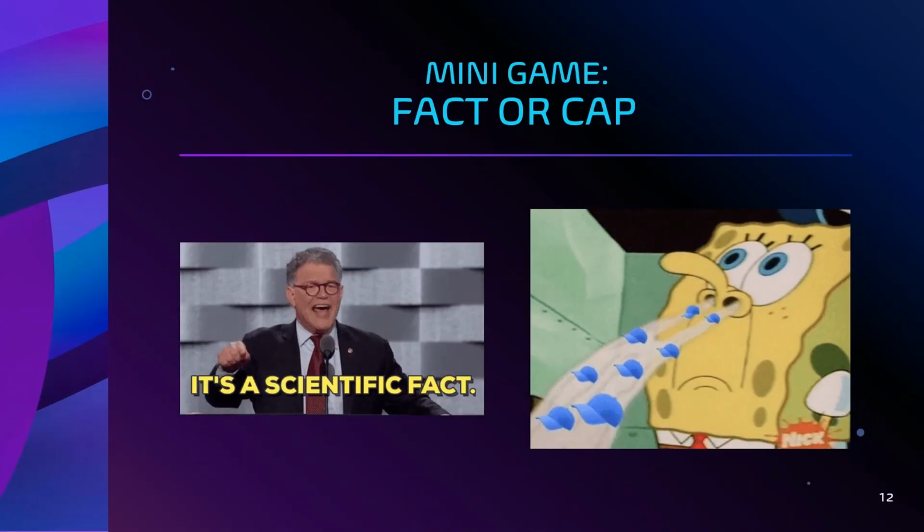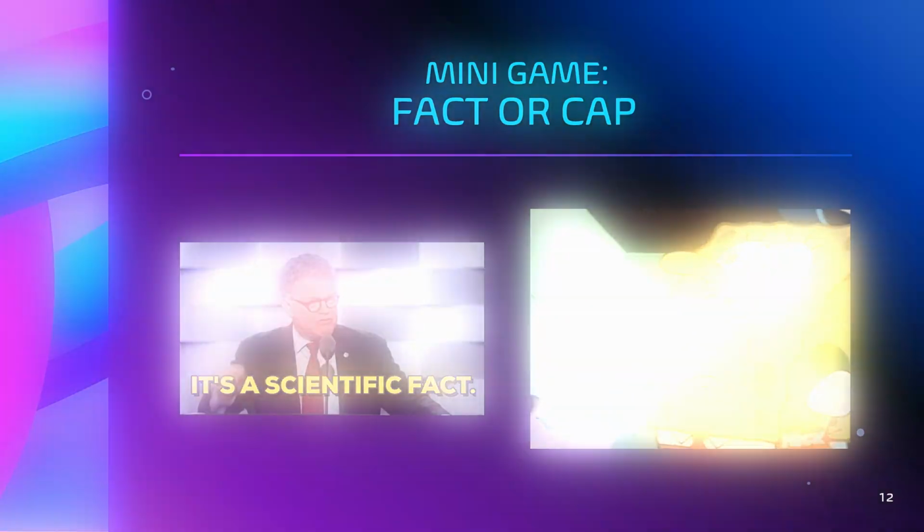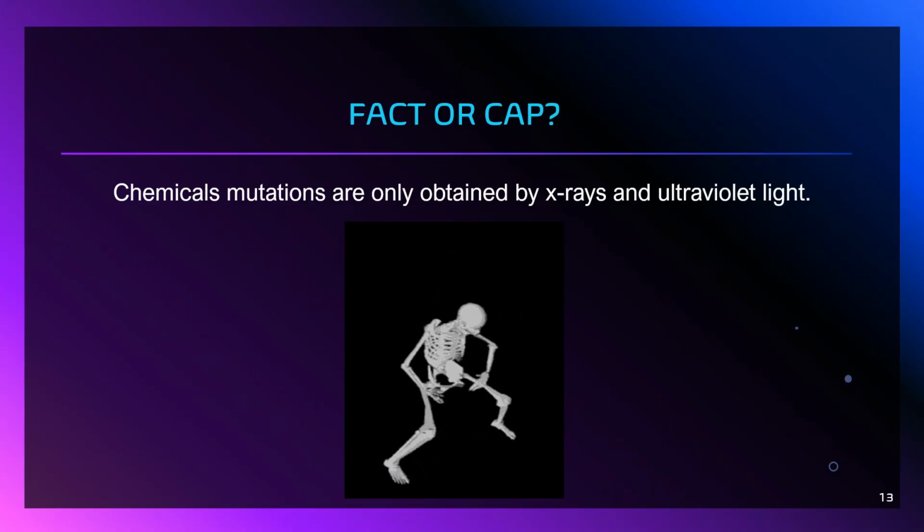Alright everyone, it's time for a quick fun game. It's called Fact or Cap, where we'll test your skills in spotting the truth or calling out if it's just straight cap. Chemical mutations are only obtained by X-rays or ultraviolet light.